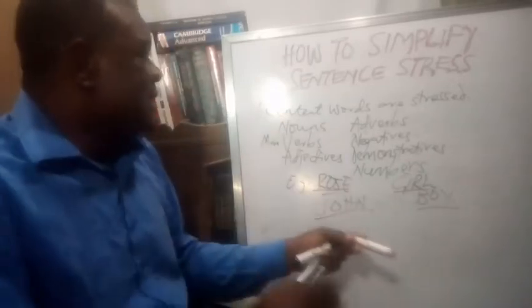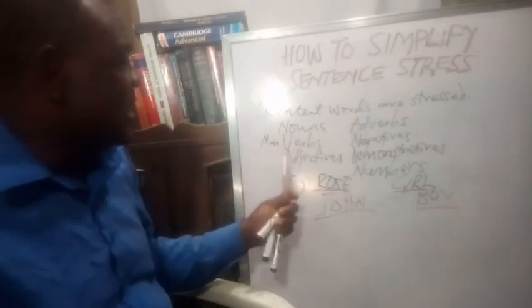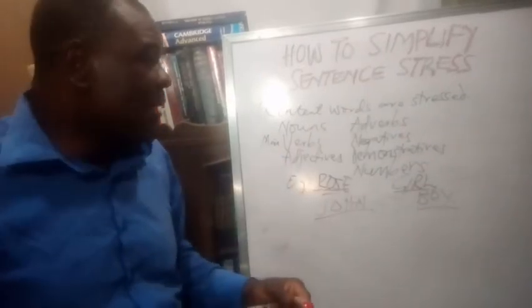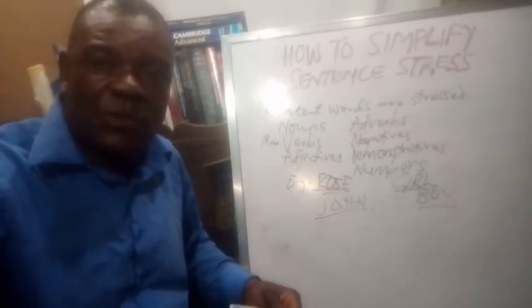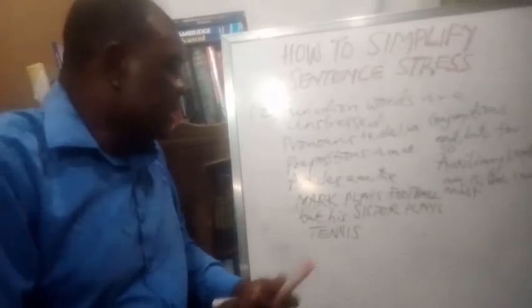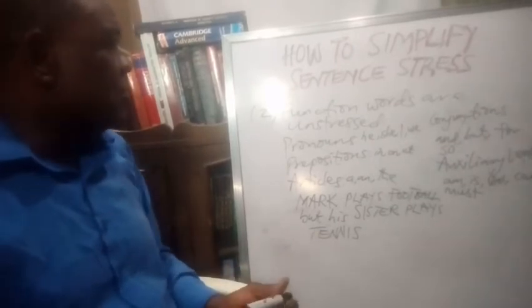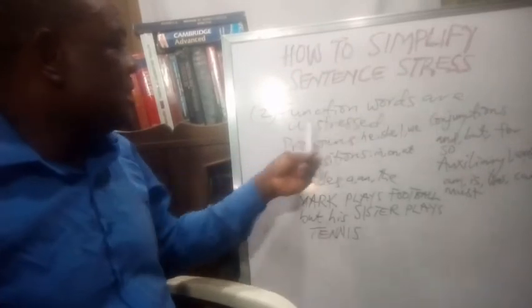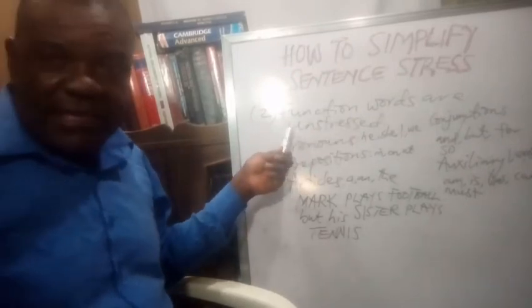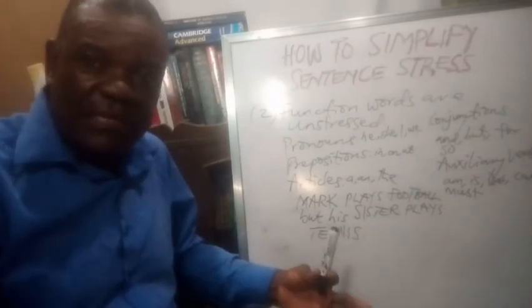So the first thing we need to understand is that content words are stressed, and let's now look at the second point. Let's look at the second thing we need to know about sentence stress. Function words are unstressed. That means we do not stress the function words.